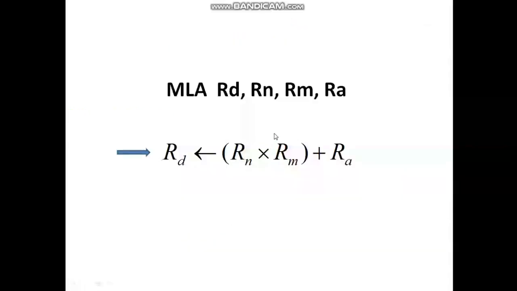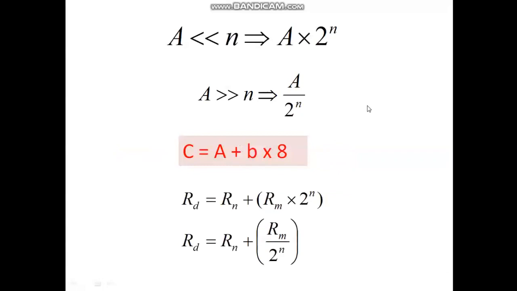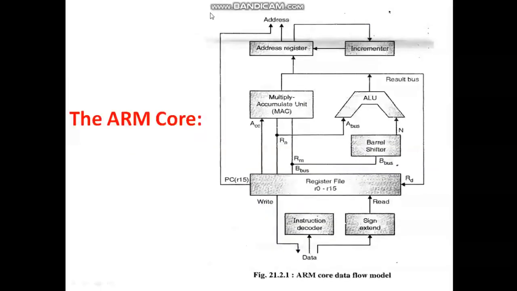There is an instruction called multiply and accumulate in this ARM processor. It is MLA Rd, Rn, Rm, Ra. It performs this kind of operation. Rn and Rm are multiplied, the product is added to the third register Ra, and the whole result is stored into the fourth register Rd. So this kind of operation can be performed by a single instruction due to the availability of this block called the multiply and accumulate unit.